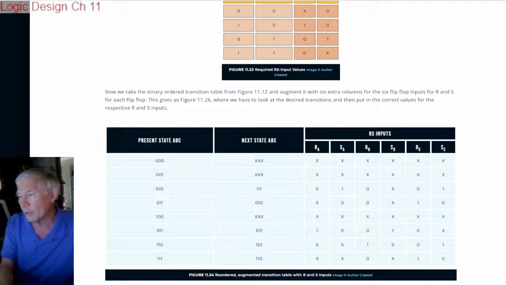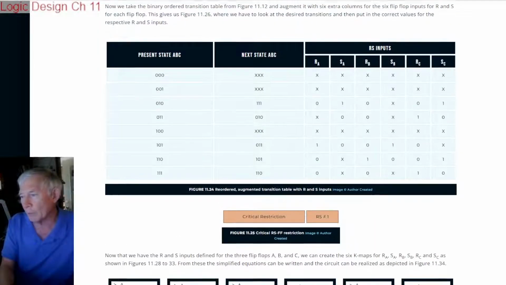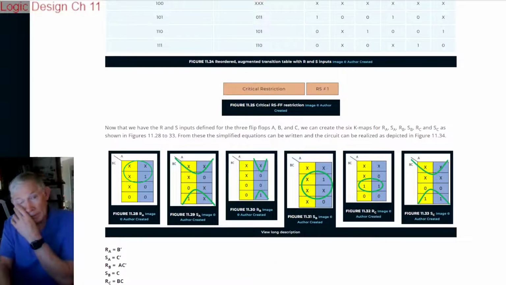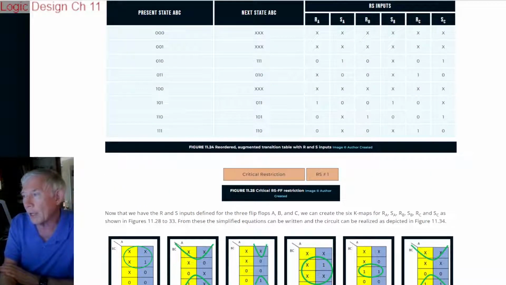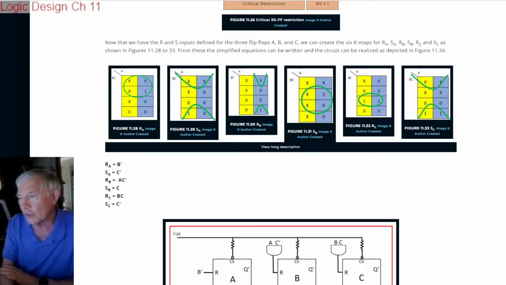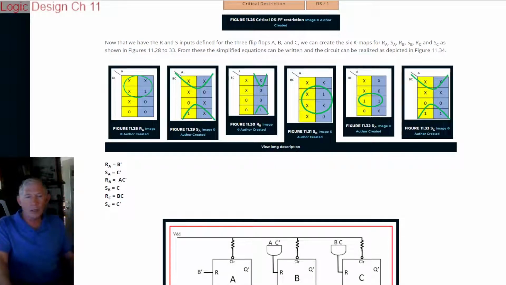All right, here's our map with the RSs. And again, we have to specify that R and S can never be one at the same time. Notice now we have two columns for every flip-flop. So we have 6 extra columns and we have 6 K-maps. So a lot more wiring, but look, they're pretty simple. The circuits aren't too bad.